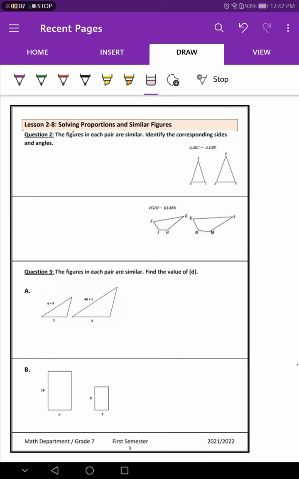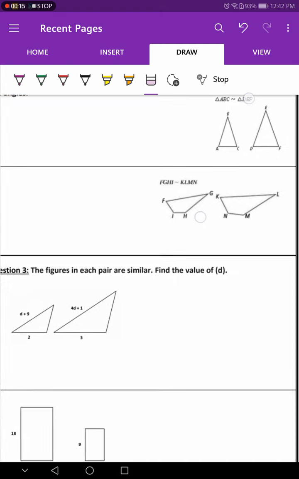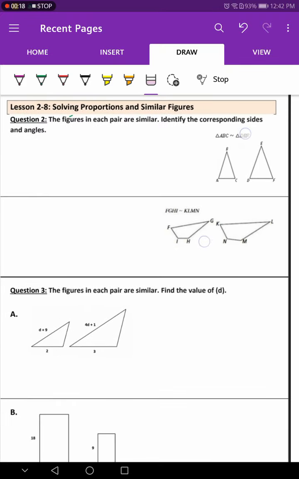Our mission today is to revise lesson 2-8, solving proportions and similar figures. And I will start with question number 2. The figures in each pair are similar. Pay attention here, my boy.